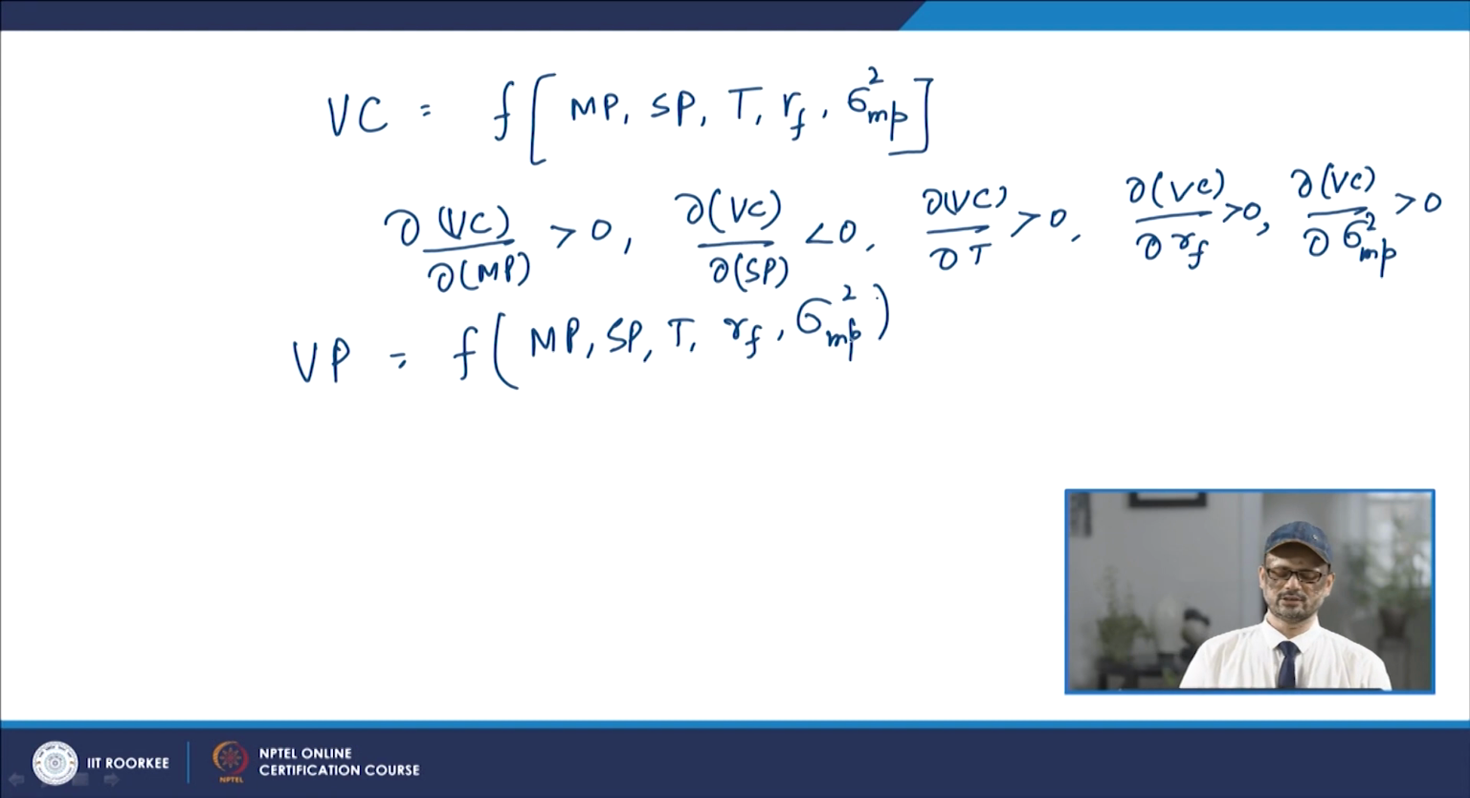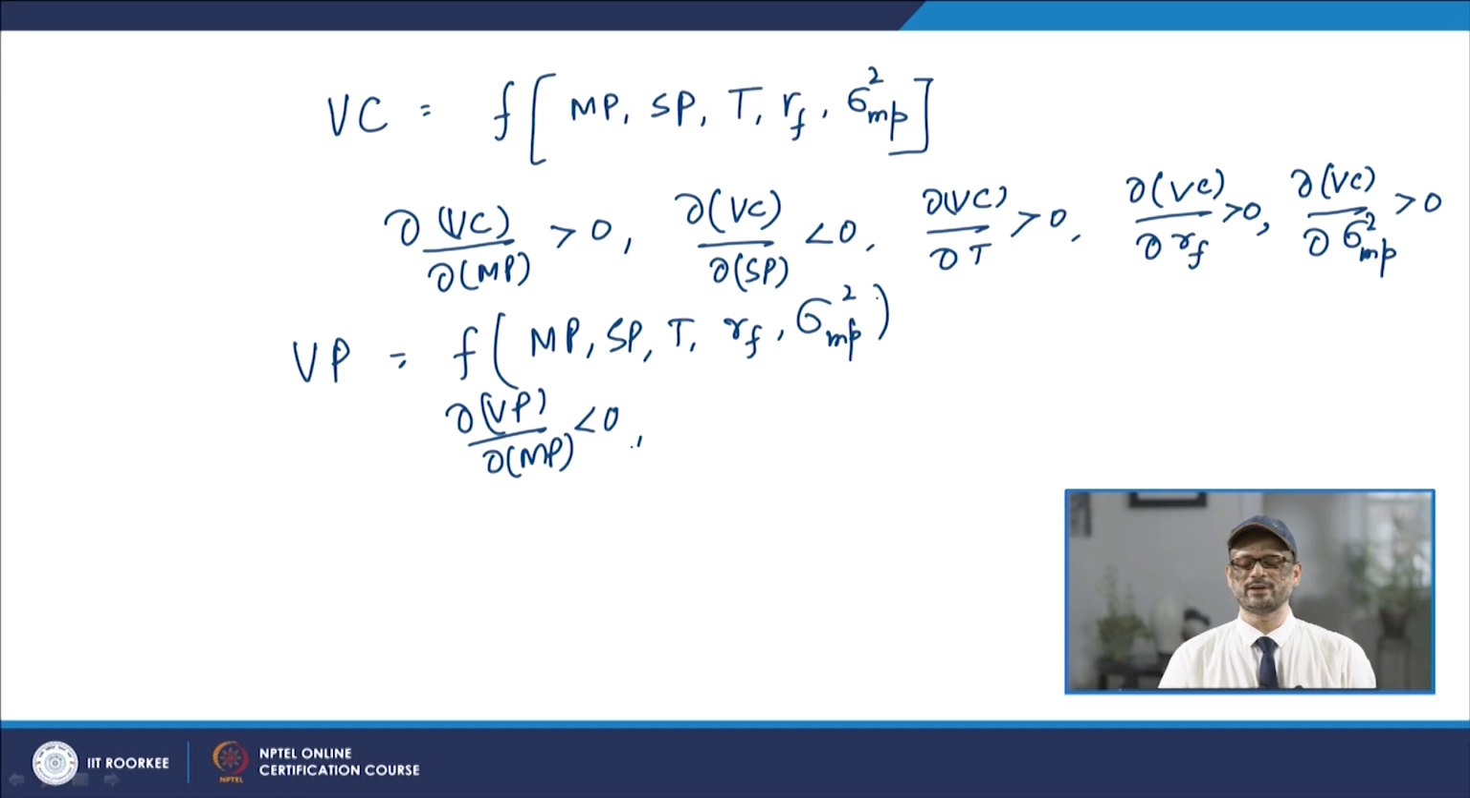Now in the case of the put option, if the MP is higher, the value of the put VP has a negative effect. So dou of VP upon dou of MP will be less than 0. Similarly, the risk free rate of return also has a negative effect, so dou of VP upon dou of RF is negative.